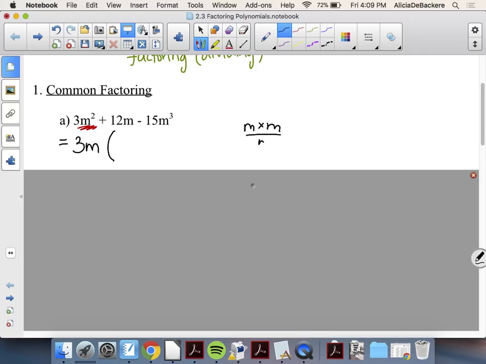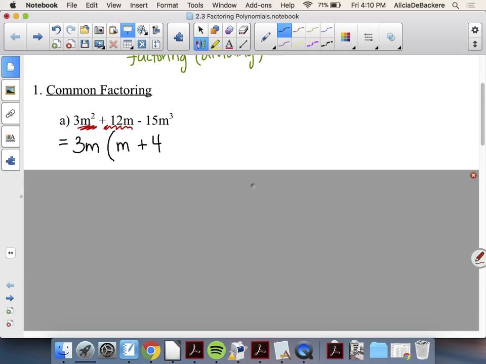And if I divide that by m, I can cancel, and I'll be left with just m. So I know that when I do 3m squared divided by 3m, I'm just left with an m. Moving on to the next term in my original polynomial, I'm looking at positive 12m. So first I divide the coefficients, 12 divided by 3, that gives me 4, and it's positive. And then m divided by m, I'm left with no more m's. That's the end of that one.